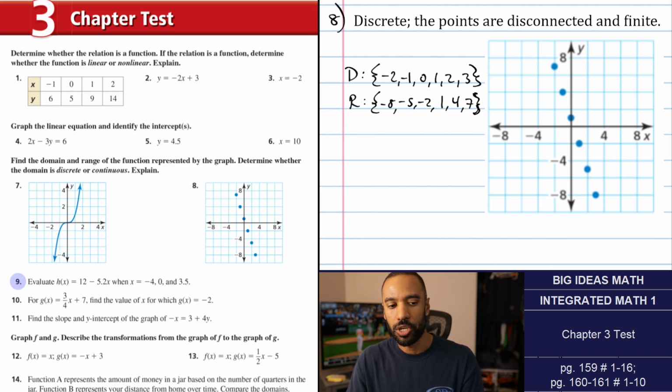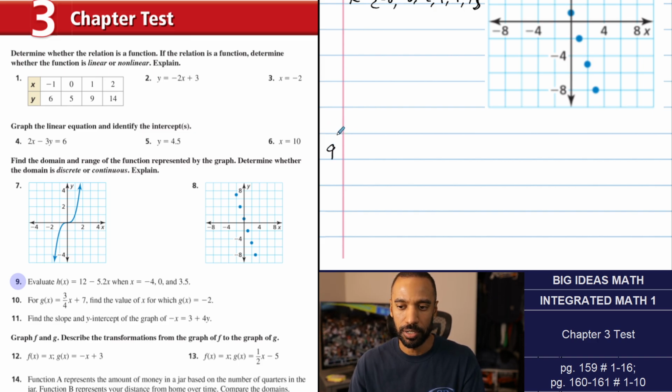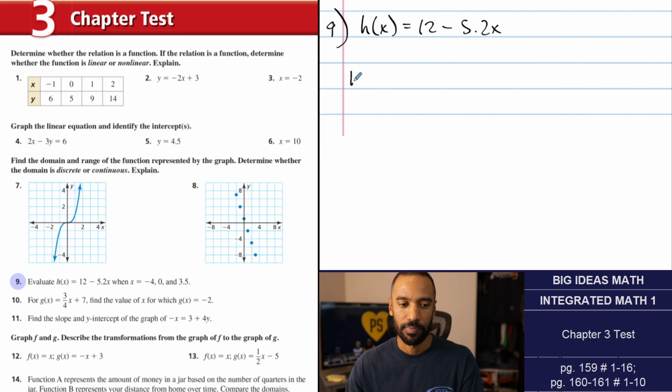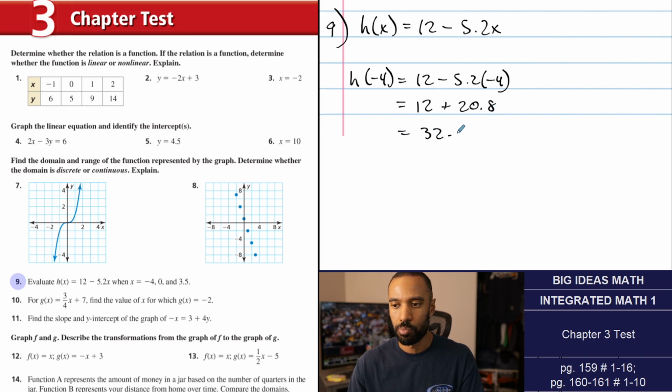Number 9 says evaluate h of x equals 12 minus 5.2x when x is -4, 0, and 3.5. We might have to use our calculator. So h of x equals 12 minus 5.2x. We have to come up with h of -4. h of -4 is 12 minus 5.2 times -4, which is 12 plus, I think, 20.8, which is 32.8.